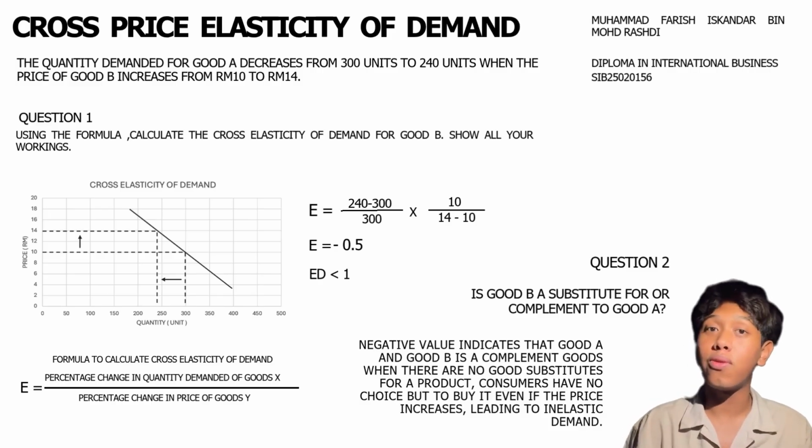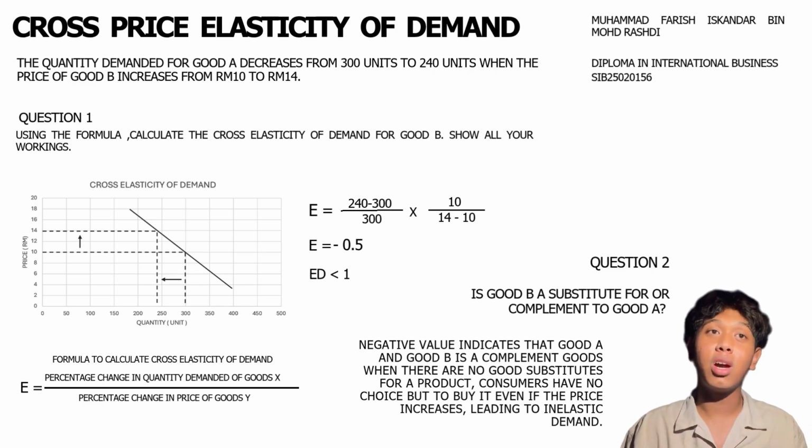My name is Muhammad Farid Iskandar Rashidi Amin. My ID is SIB250202156. So today I will bring cross price elasticity of demand.